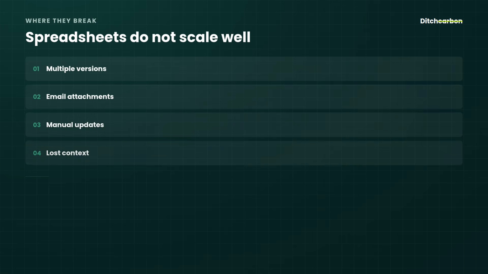You start getting different file versions. Supplier data arrives by email. Someone updates an emissions factor in one workbook but not another. A supplier sends new data 6 months later, and now you have to work out which number should replace which estimate. That's the point where spreadsheets stop being a data system and start becoming a coordination problem, and Scope 3 is already complex enough without adding another one on top.